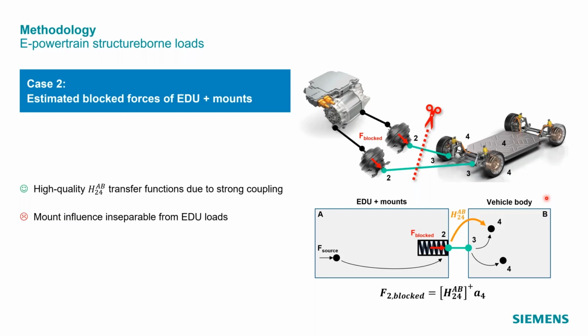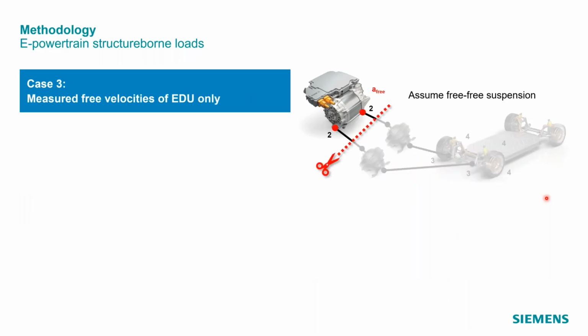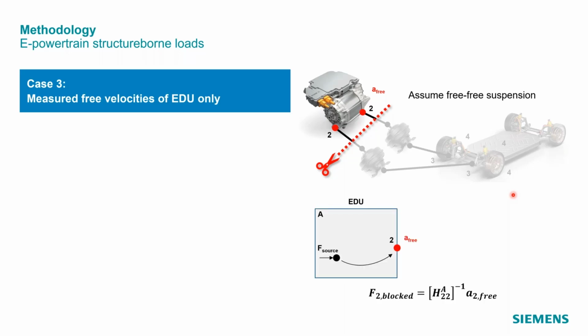Also, that depends on the application, but in this case, very often it is possible to basically combine the advantages of these two previous methods. And the secret here is in the mounts themselves. So if we can assume that the mounts are isolating the EDU from the rest of the vehicle body, it means that if those mounts are sufficiently soft, then we can basically assume that the EDU is freely suspended, or we have an infinitely soft receiver. And this weak coupling condition is exactly what we need to do a direct measurement.